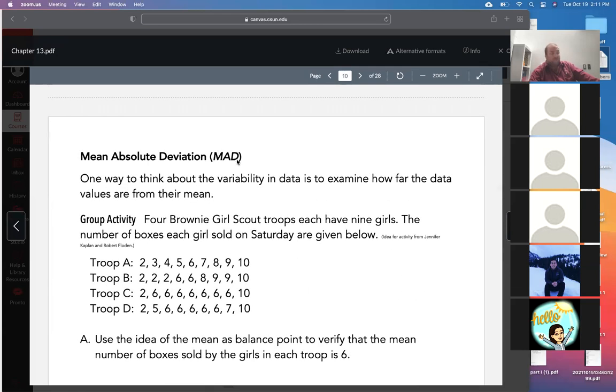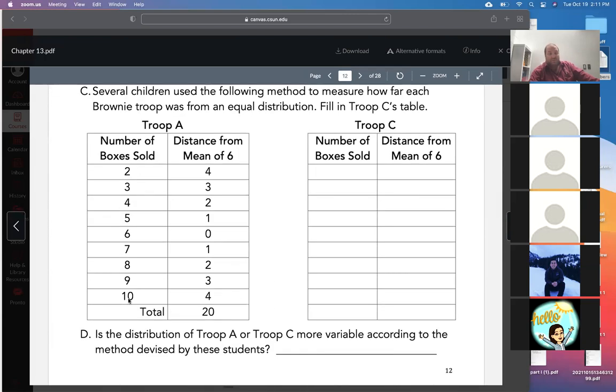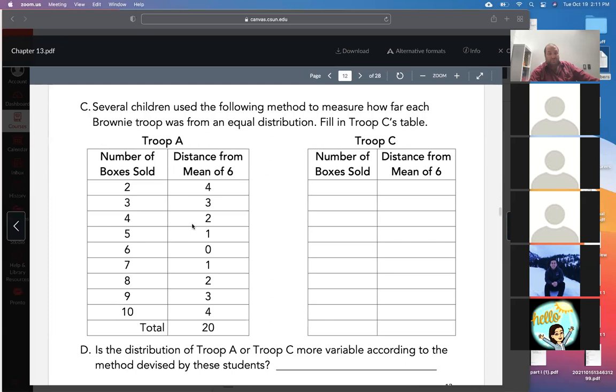Mean absolute deviation, where what you do is you see how far each thing is from the mean. So since we calculated the mean to be 6, how far is 2 from 6? It's 4 away. How far is 3 from 6? It's 3 away, and so on. And we add them all together to get the total. We did that for troop C as well. Anyone recall what the total was for troop C? I think we did it last time. It was 8, I think. Was it 8? Which told us that troop C had a lot less variation than troop A because its number was so much smaller.